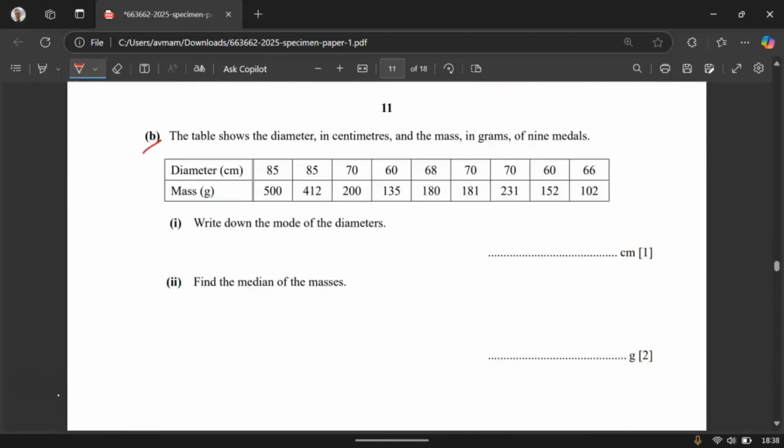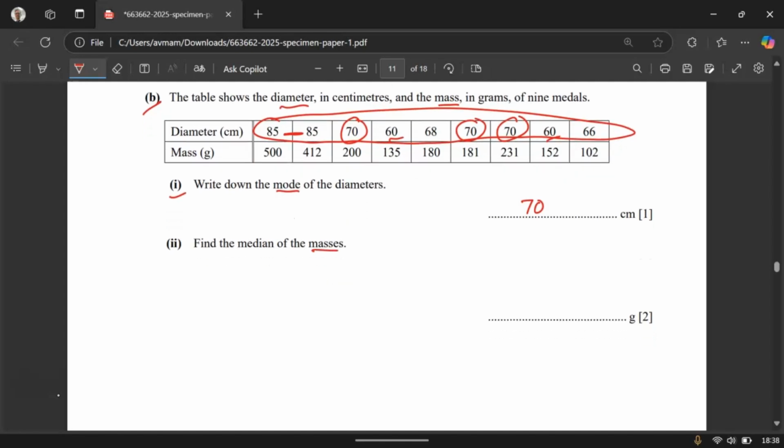The table shows the diameter in centimeters and the mass in grams of 9 medals. Question 1. Write down the mode of the diameters. If you look at the diameters here, mode is the most repeated number. And if you look at the numbers very carefully, 70 is repeated 3 times. We have 85 2 times here, 60 and 60, but 70 is the most repeated. The mode is 70.